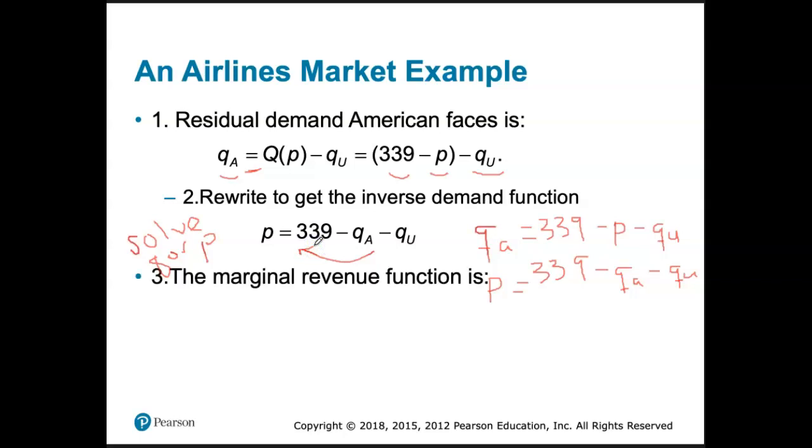Once we get an inverse demand function for American Airlines, we can compute the marginal revenue function for American Airlines from this residual demand curve. So the residual marginal revenue for American Airlines is going to be 339 minus 2 times QA. Notice there's a 2 here now. Why is there a 2? Because remember, the marginal revenue is twice the slope.